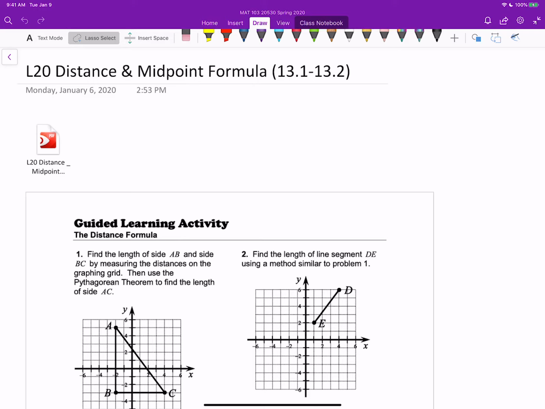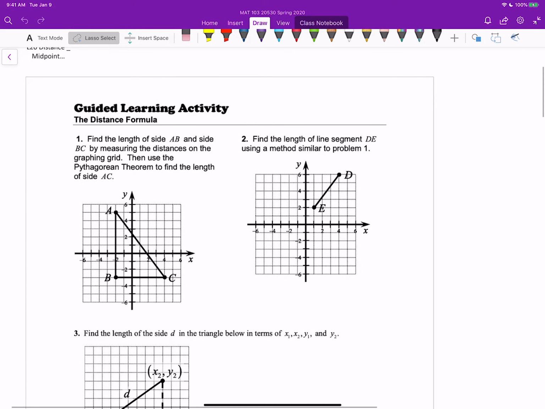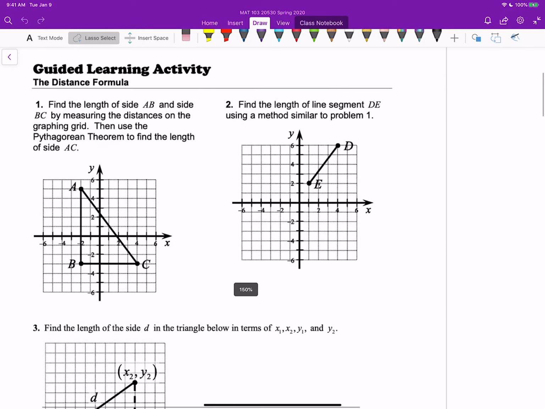The first video will be about the distance and midpoint formula, which should be a very short session. So first thing, distance formula. The distance formula is to compute the distance between any two given points on a coordinate plane. We could start with some simple examples.